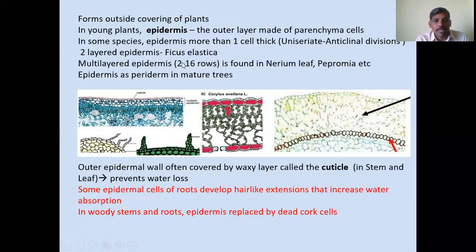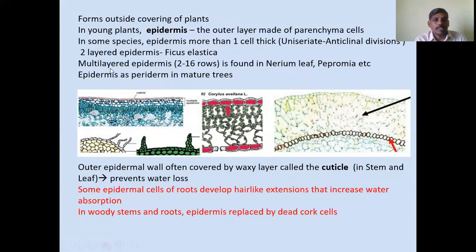But a few exceptions are there. Two-layer epidermis is also present in Ficus elastica. In some plants, multi-layered epidermis is also present. This multi-layer epidermis consists of 2 to 16 rows of cells, which is present in Nerium leaf or Peperomia. Because in this epidermis, both types of divisions take place, that is periclinal as well as anticlinal divisions. That's why the row number also increases.